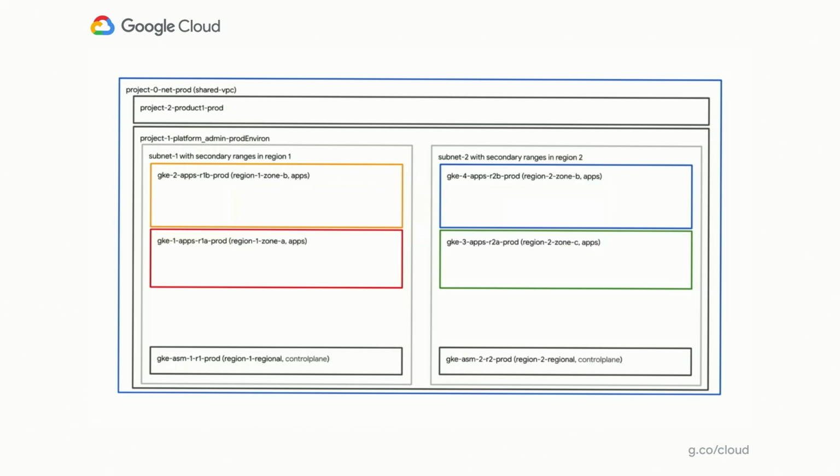We have these colorful clusters, the orange, red, blue, and green. Think of them as your application clusters. This is where your actual services that are used by other services or used by your customers are going to sit. We'll call them apps clusters or application clusters. Then you have these 2 clusters at the bottom, the gray clusters. Think of them as your operations clusters. This is where your shared services are going to sit. This is things like CI/CD, tooling, observability, or in this case, the ASM or the Istio control plane.